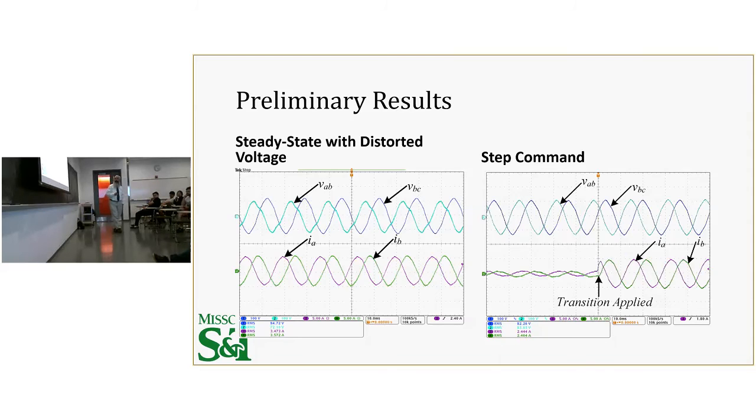And here again are some preliminary results. So here is a case with distorted voltage, where we just control the fundamental current. And then here's a case where we have basically clean voltage, and we apply a step command to the grid current.